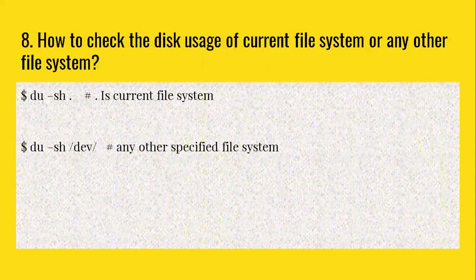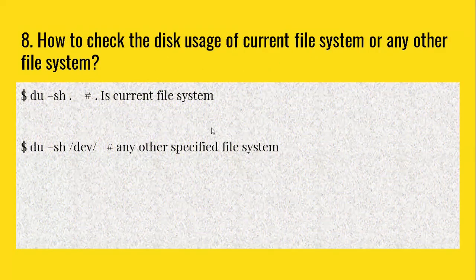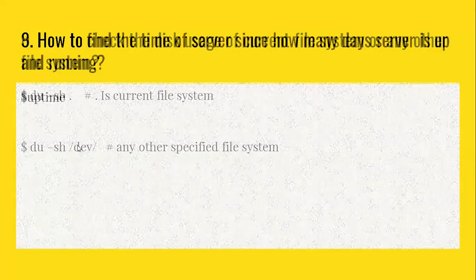So next is how to check the disk usage of the current file system or any other file system. You can simply use du -sh *. du stands for disk usage, s stands for summary, h stands for human readable form. So whatever the output will be there, that will be shown to you. It will show the current file system size. If you want to see the size of a specific file system, you can mention the file system name.